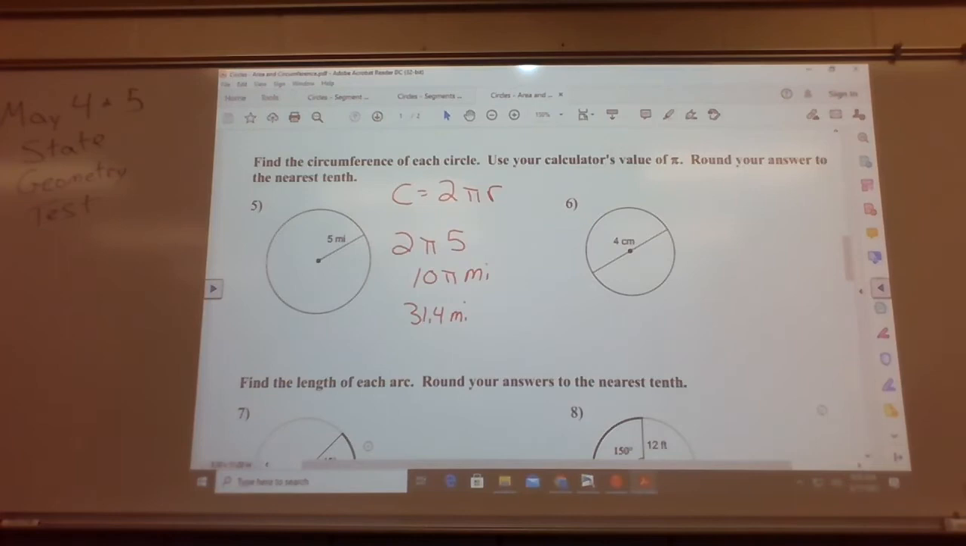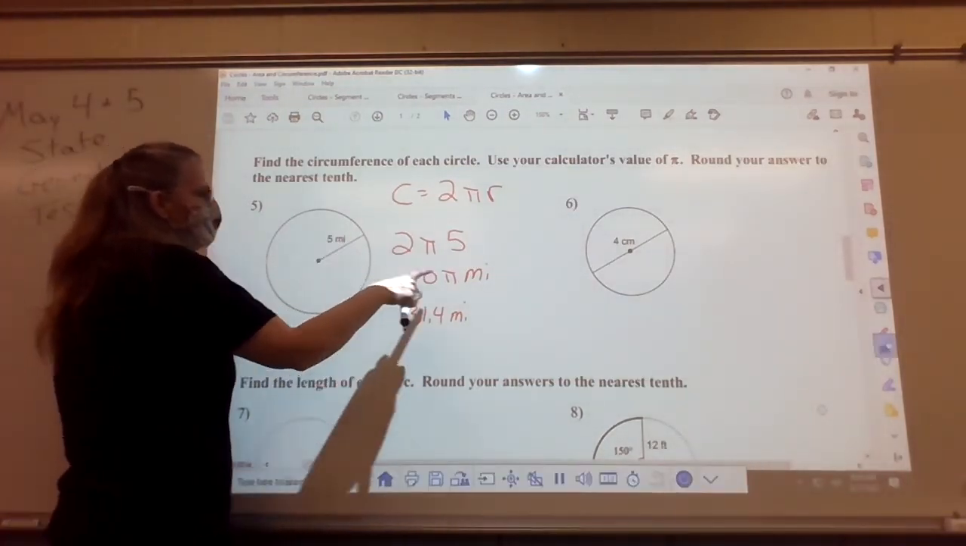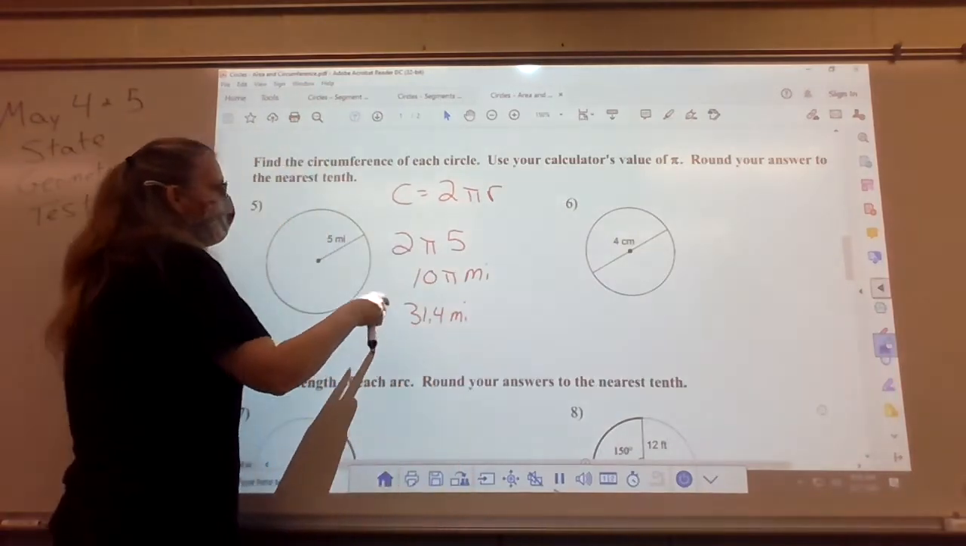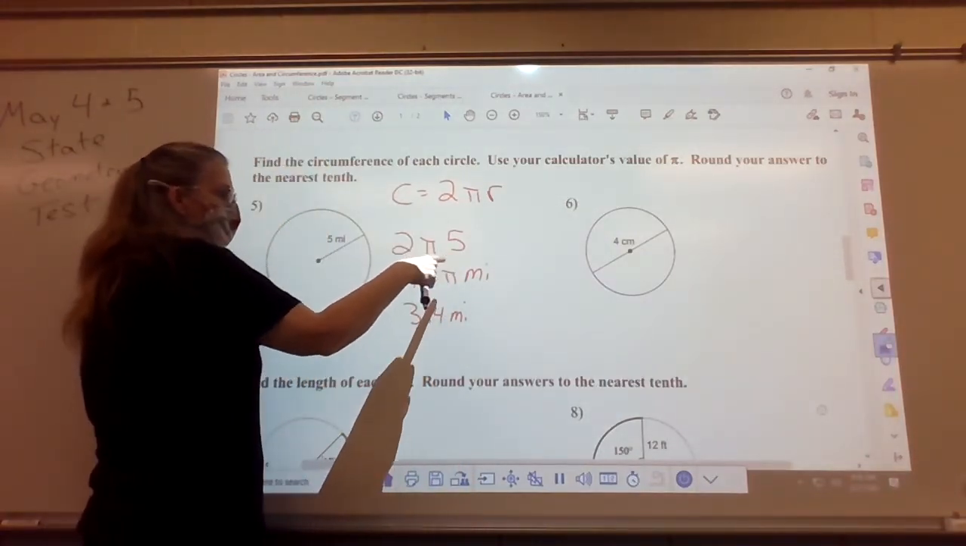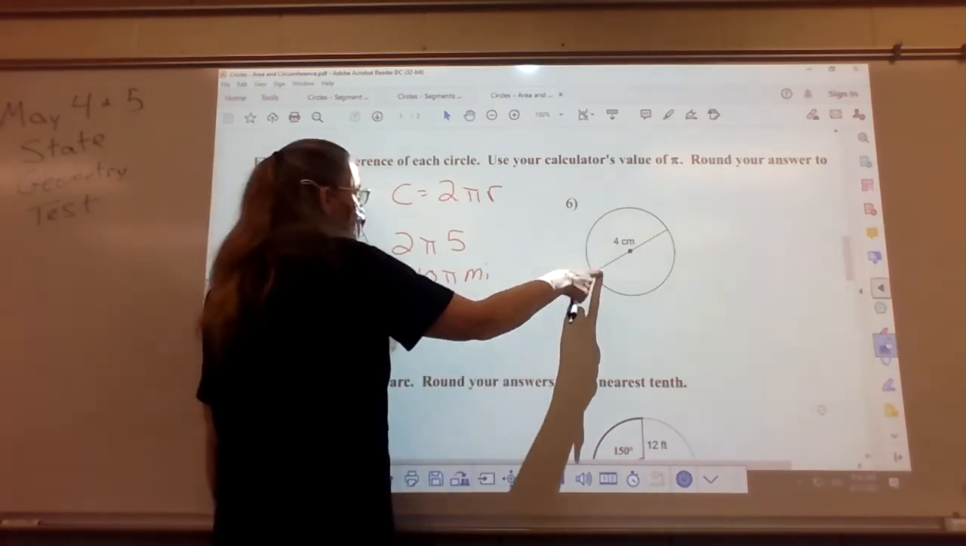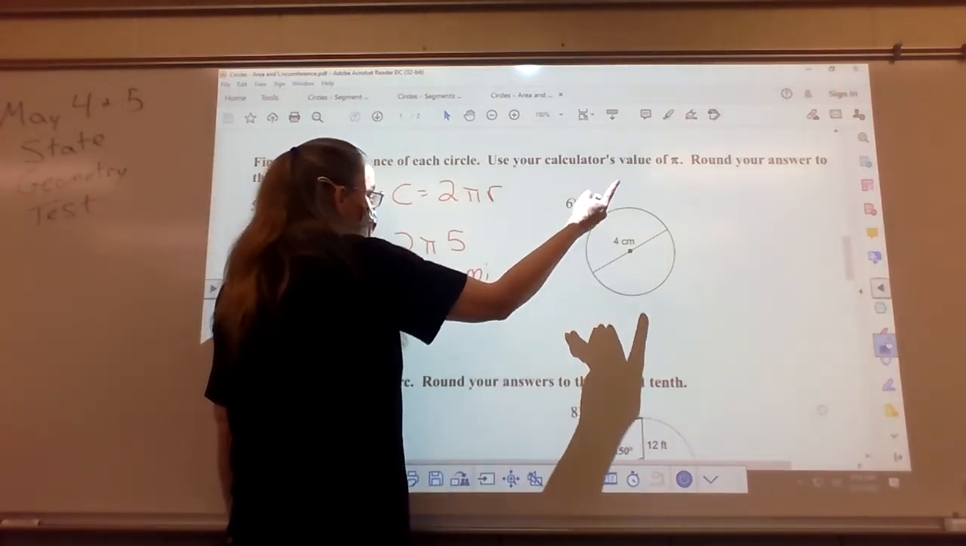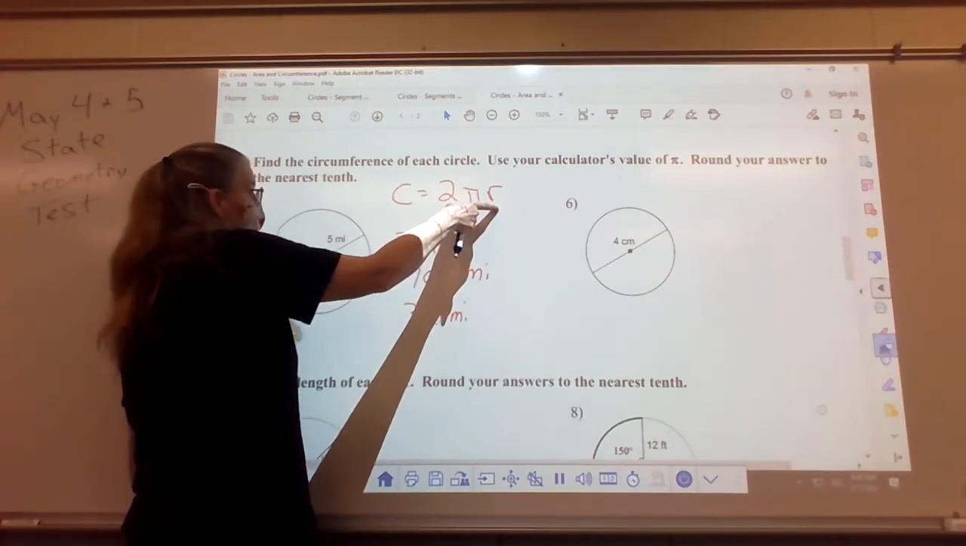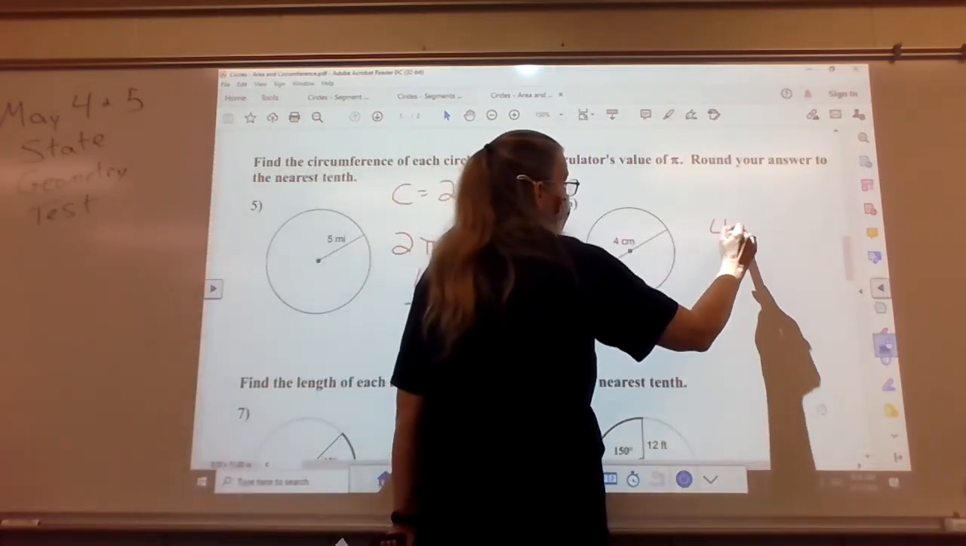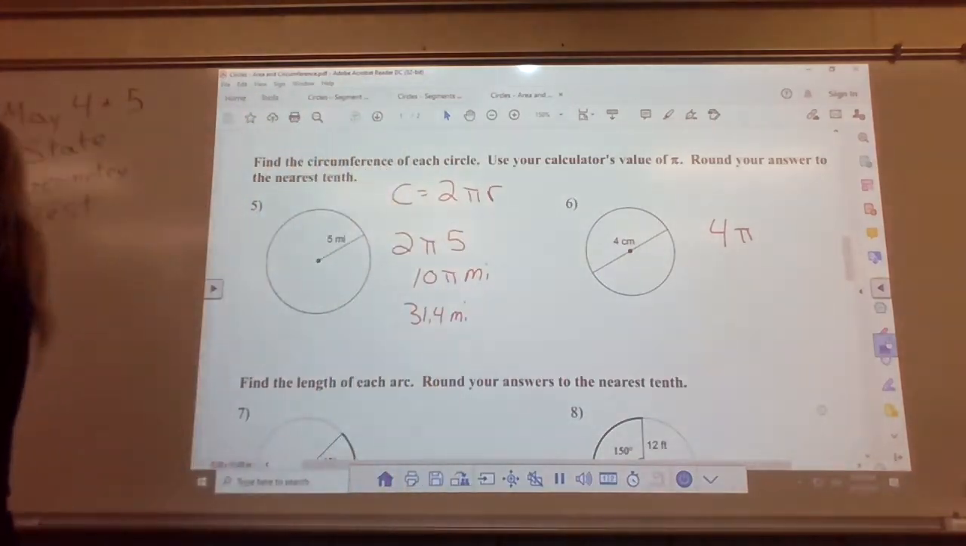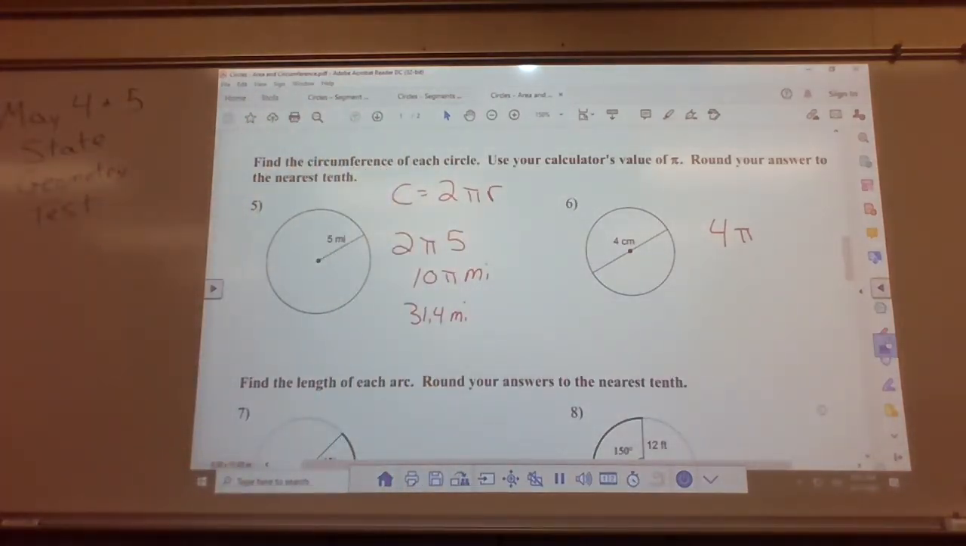Now, number 6. What's the 4? It's the diameter. So this is a radius, this is a diameter. And if you notice, if you double the radius, you get a diameter. And this is already a diameter. So I can just use the 4, because twice radius is diameter. So it's just 4 pi. Now, if you don't remember that, that's okay. It just means you probably divide by 2, then multiply 2 right back in. But you get 4 pi.